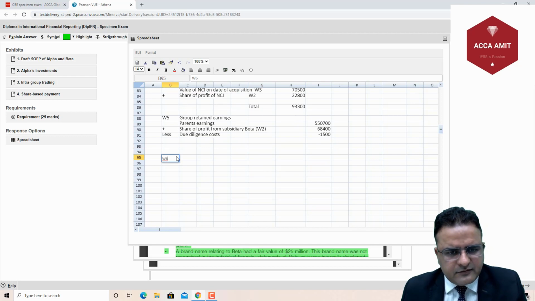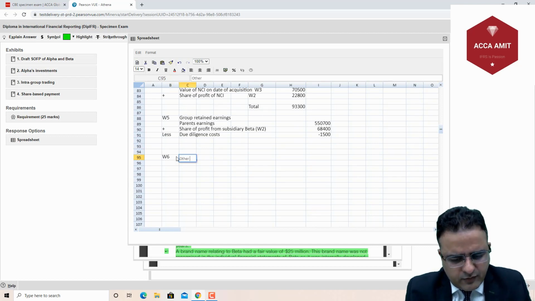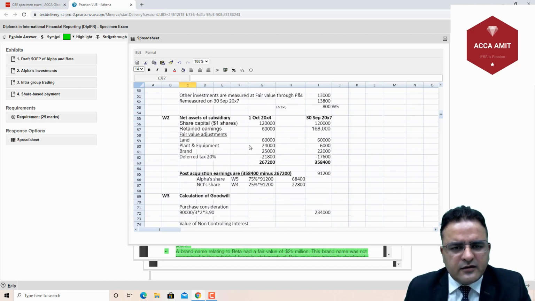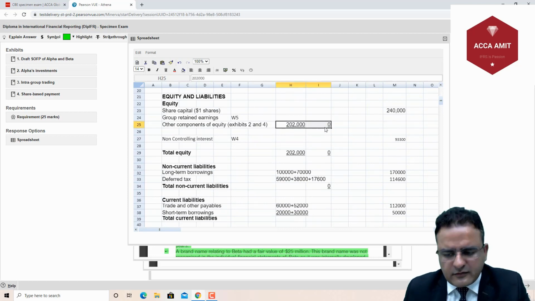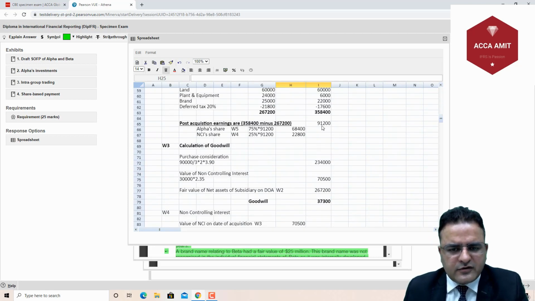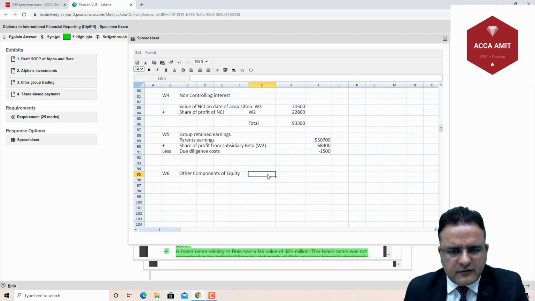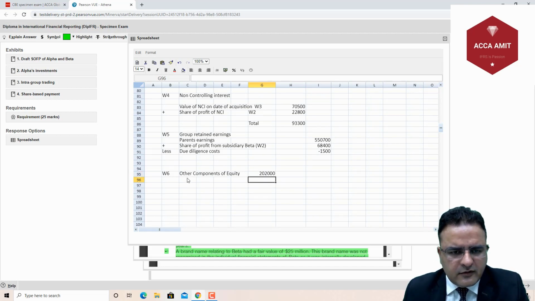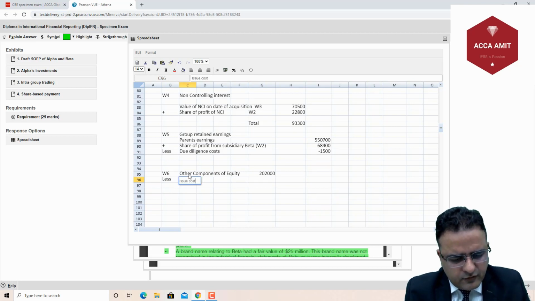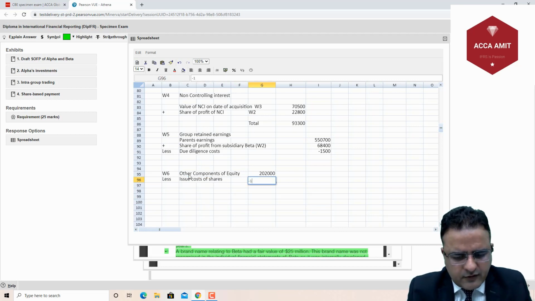Working note number 6 is other components of equity. In other components of equity, it is at 202,000. 202,000 is the balance. From it we'll deduct issue costs of shares, which is minus 1,000.